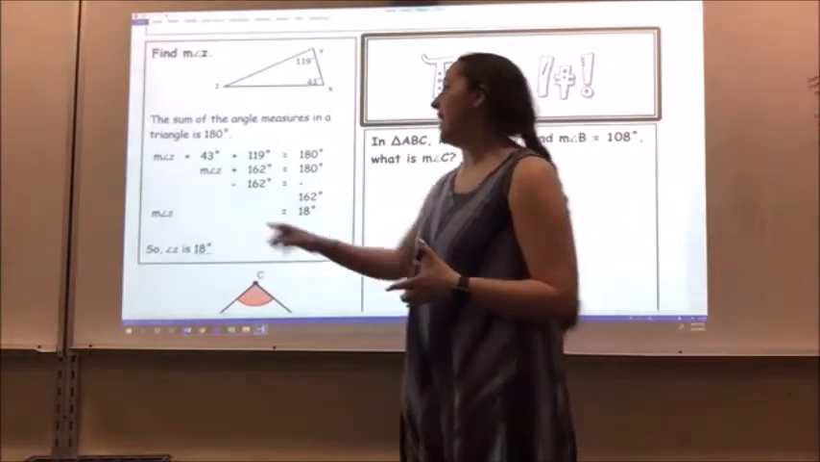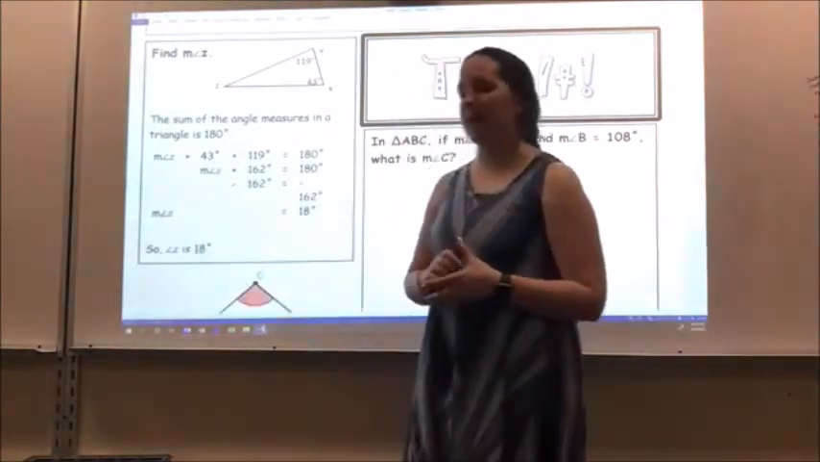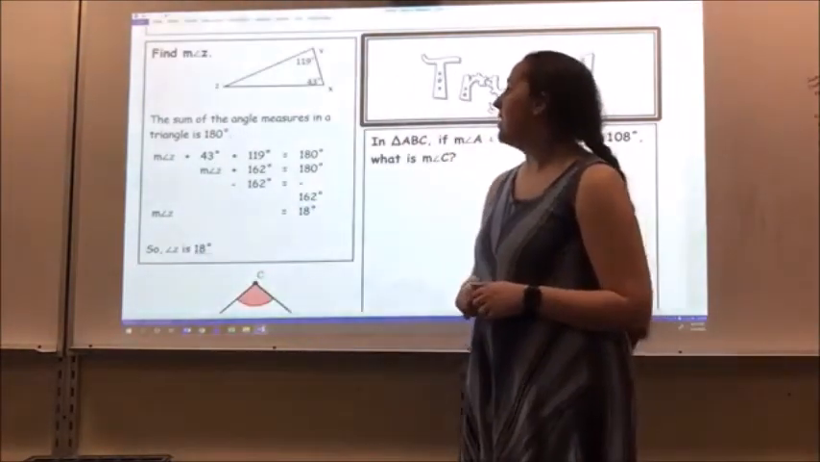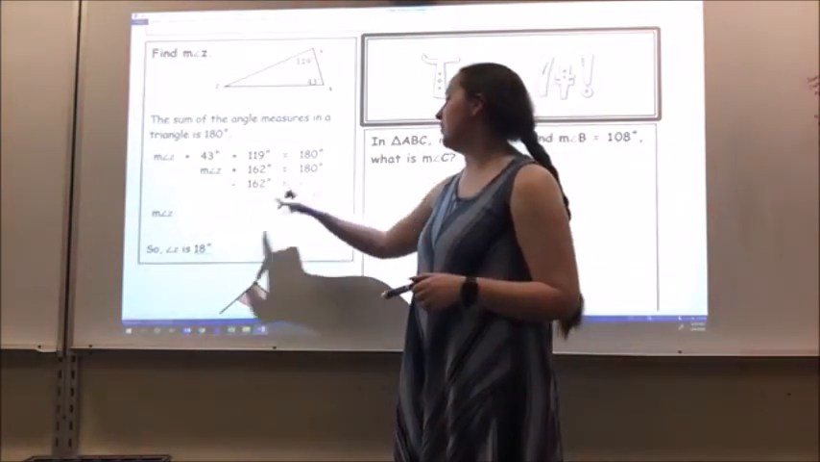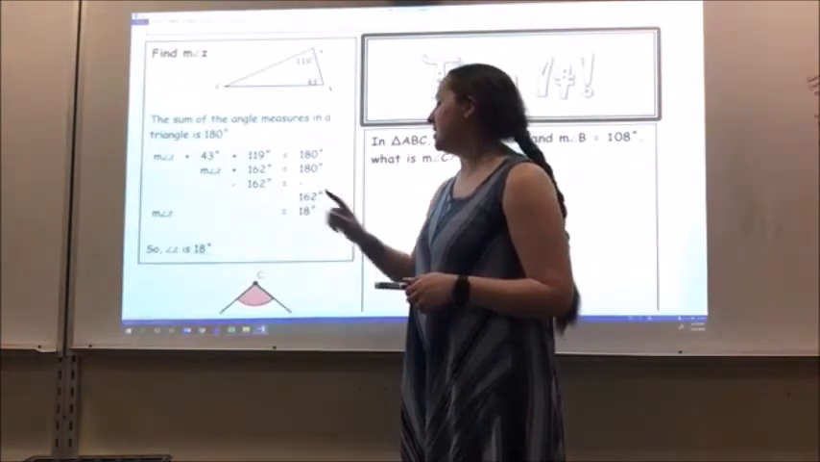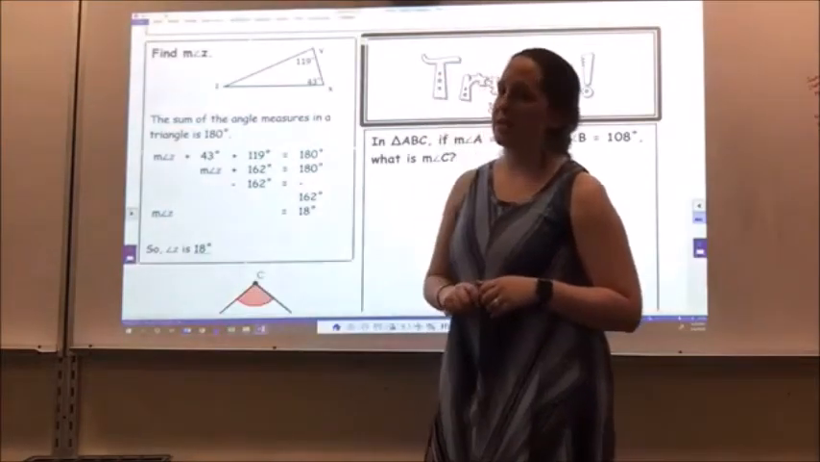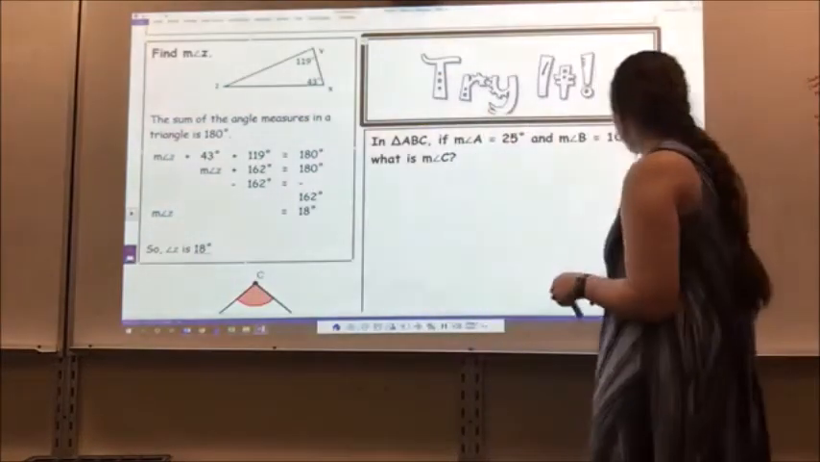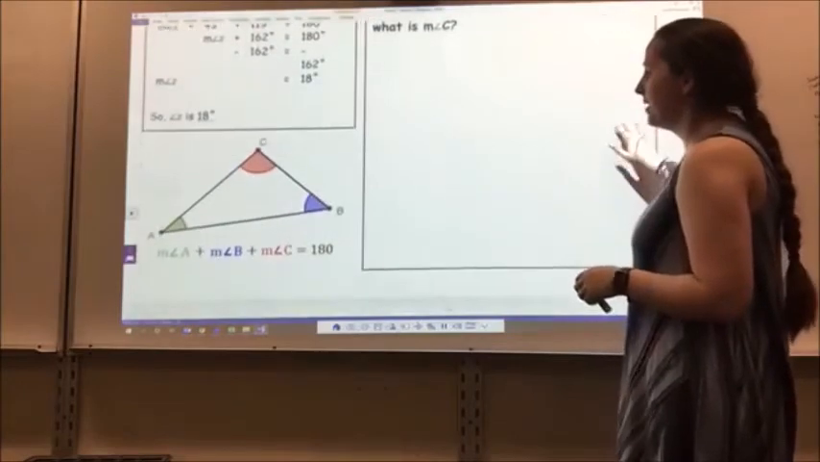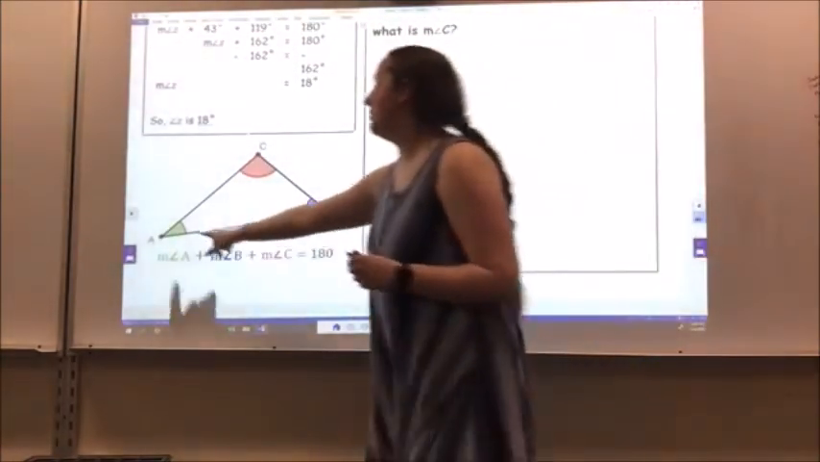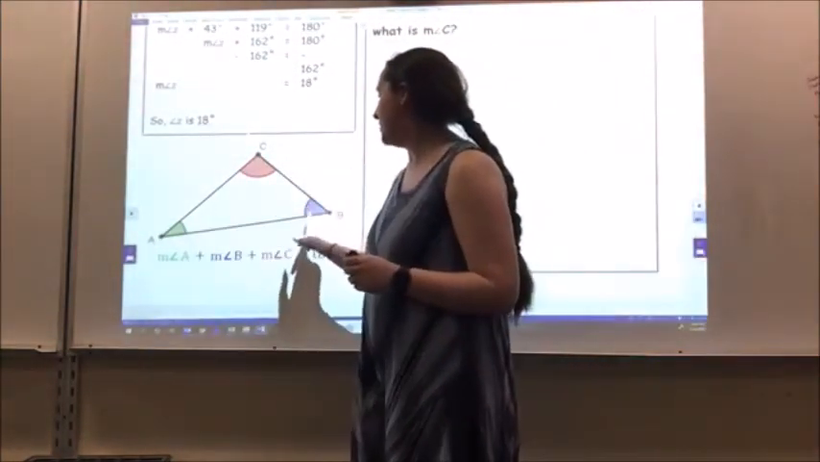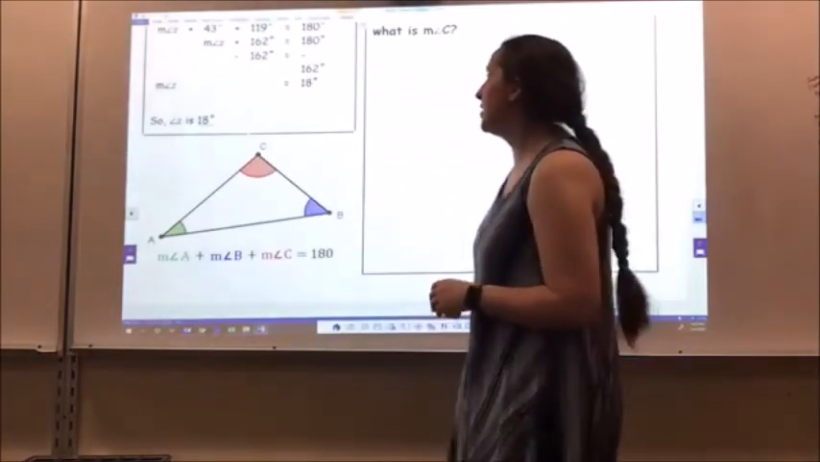So when I add these together, the measure of angle Z plus 43 plus 119 equals 180. So I add 43 and 119 together, I get 162. And then I subtract 162 from both sides. 180 minus 162 is 18, so Z, the measure of angle Z, is 18 degrees. So you can see here in the picture, measure of angle A plus B plus C equals 180 degrees.